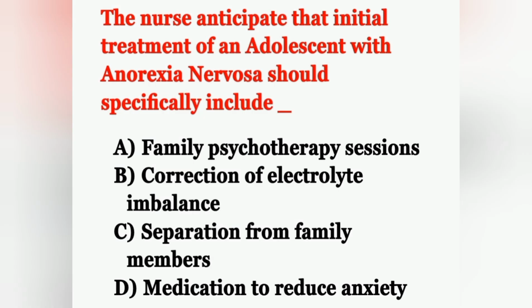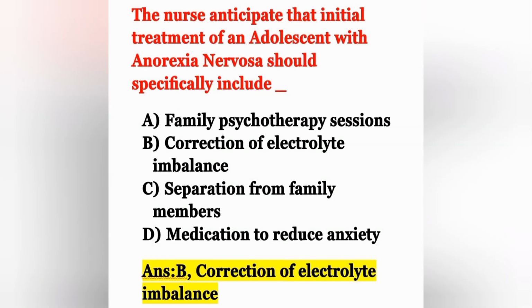The next question: the nurse anticipates that initial treatment of an adolescent with anorexia nervosa should specifically include: option A, family psychotherapy sessions. Option B, correction of electrolyte imbalance. Option C, separation from family members. And option D, medication to reduce anxiety. Correct answer is option B, correction of electrolyte imbalance.